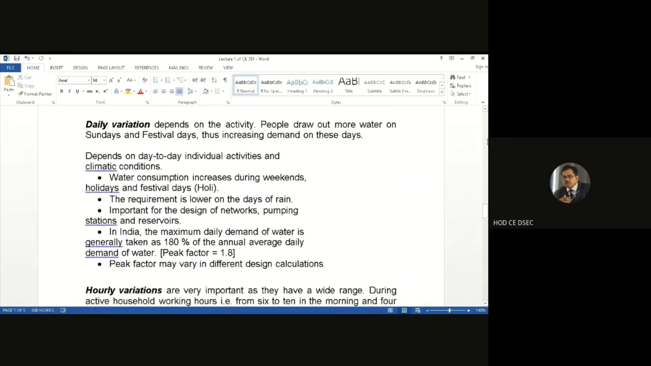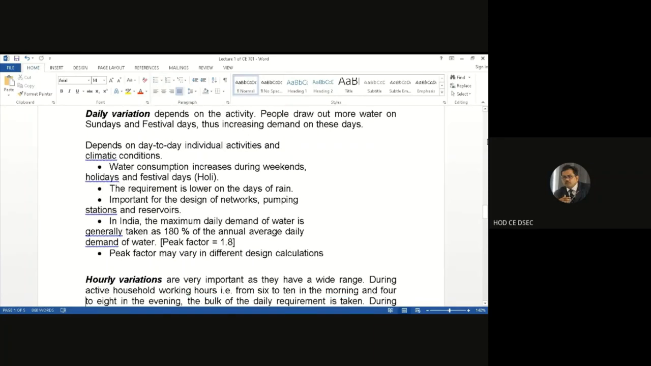In India, the maximum daily demand of water is generally taken as 180% of the annual average daily demand. So 180% means if you divide 180 by 100, the peak factor is 1.8. My students, most multiple choice questions, MCQ, objective questions for competitive exams and for your academic exams, come from this variation of demands.